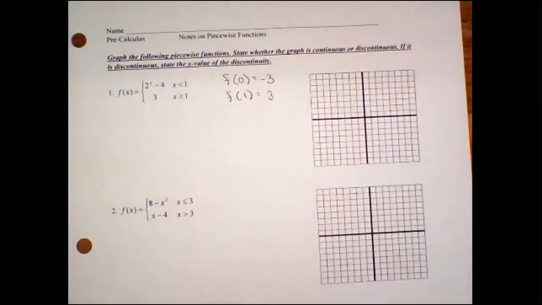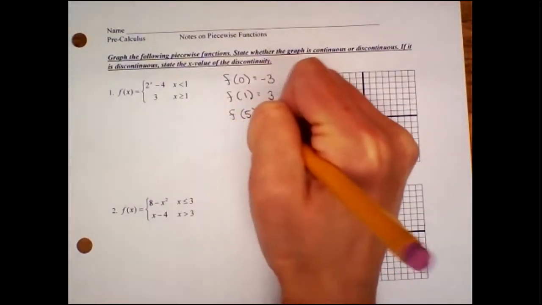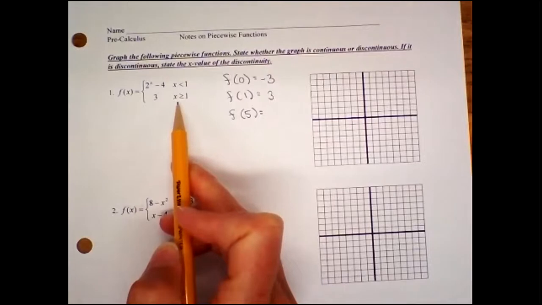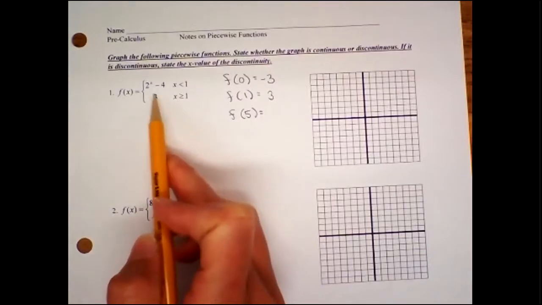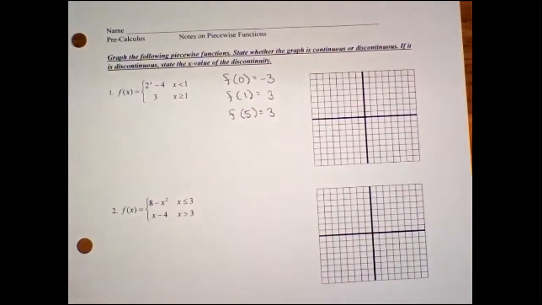It's a constant function. And so say I asked you to plug in 5. 5 is bigger than 1. Last time I checked, you would plug 5 in here, but there's nowhere to plug it in. Again, it's constant. You would just get 3. So again, all you're doing is choosing which piece of the function to plug into.